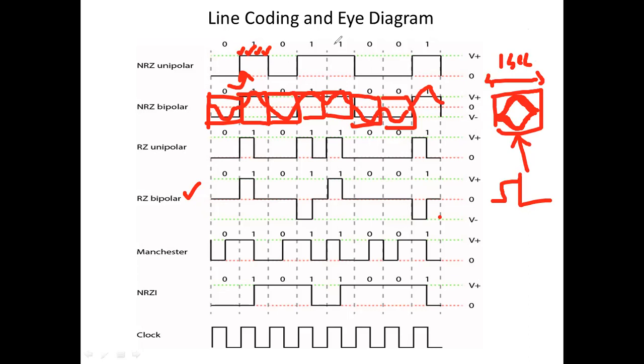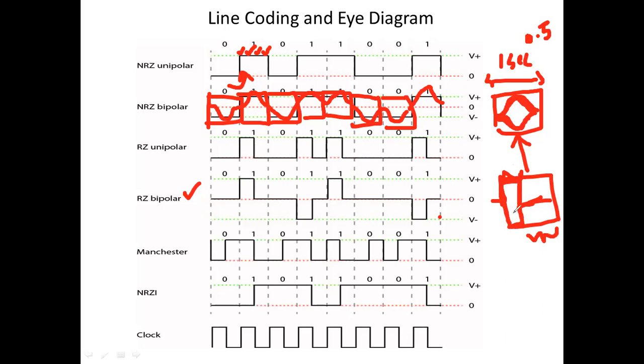So the ideal sampling point would be at the center, that would be 0.5. Whereas if I see an eye diagram of a return-to-zero bipolar, the eye width is going to be the entire 1 second, but I have my values only in this particular box. The remaining part here, I cannot sample. There is nothing useful in this particular section.